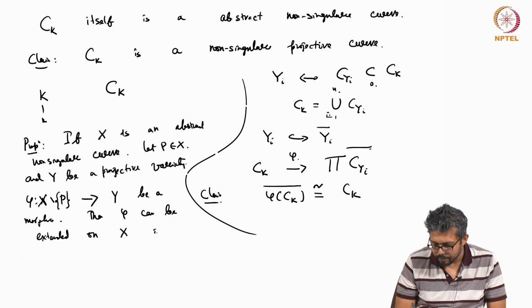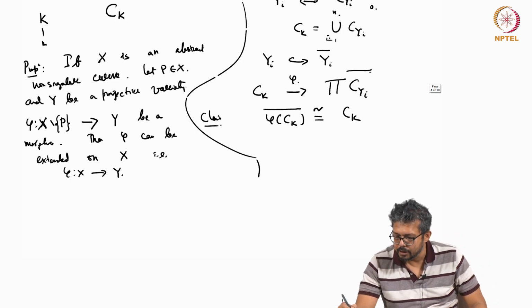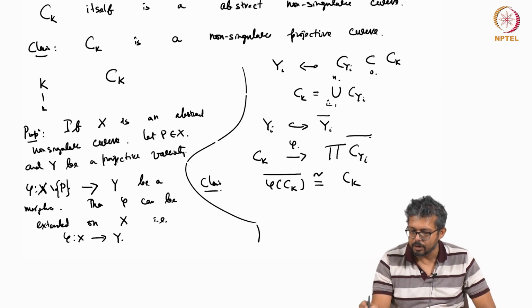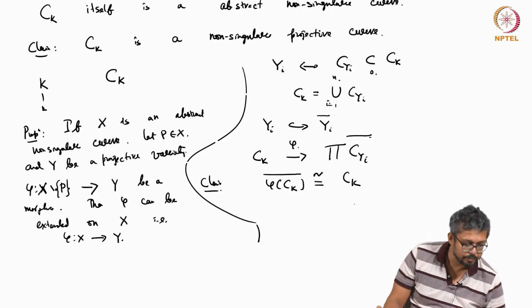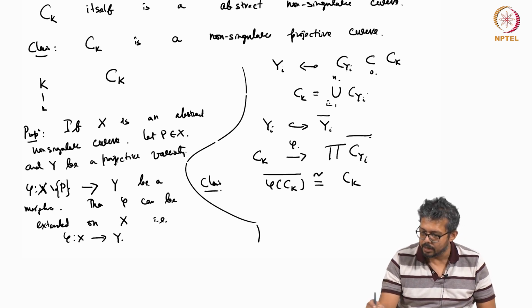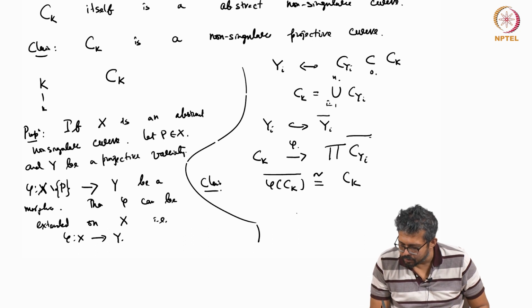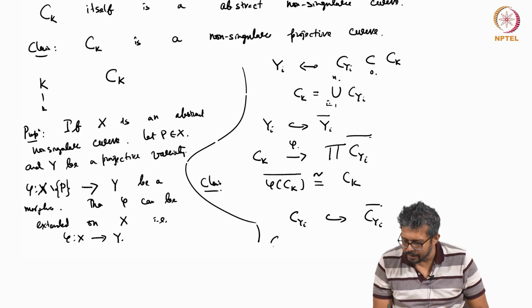Next, phi you can define from X to Y. So see here what you do, this Ck is union of CYi, right? So what I am saying is that this Ck is union of CYi, and each CYi is inside CYi bar. And Ck minus CYi is a set of finitely many points, right?